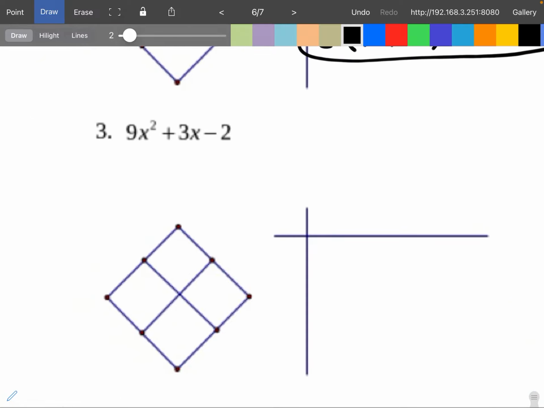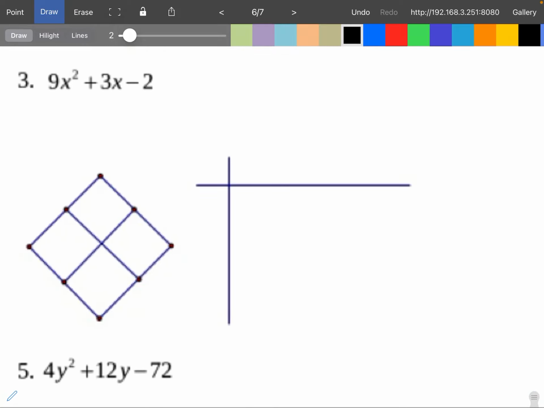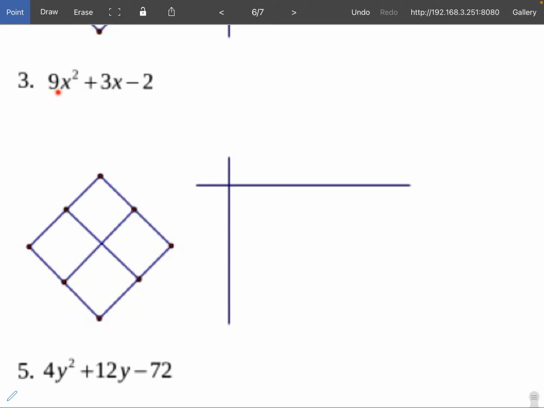All right, let's go to number 5. Well, we don't have a number 5, do we? We got another number 3. So you got to do number 3 again. This one should go a little quicker. Is there a greatest common factor for 9, 3, and 2? No. Yeah, nothing other than 1.